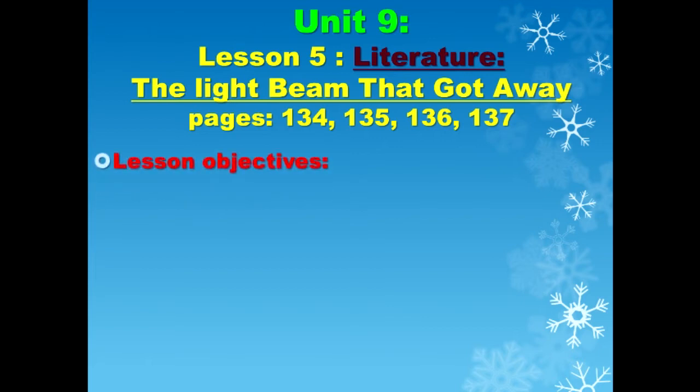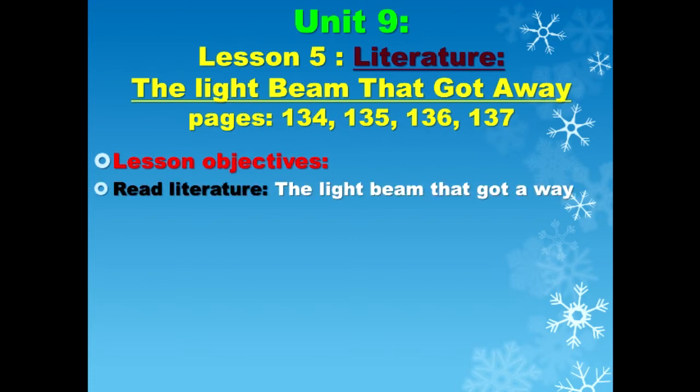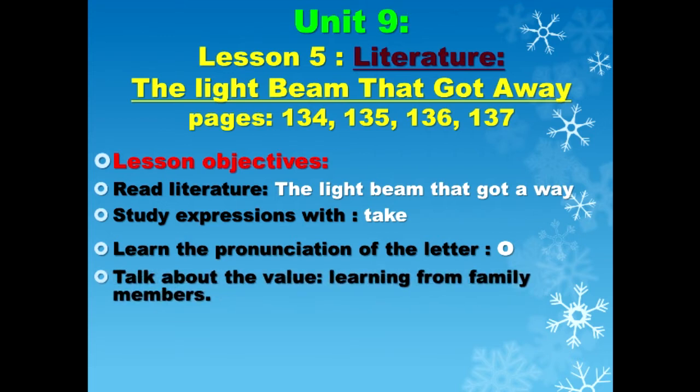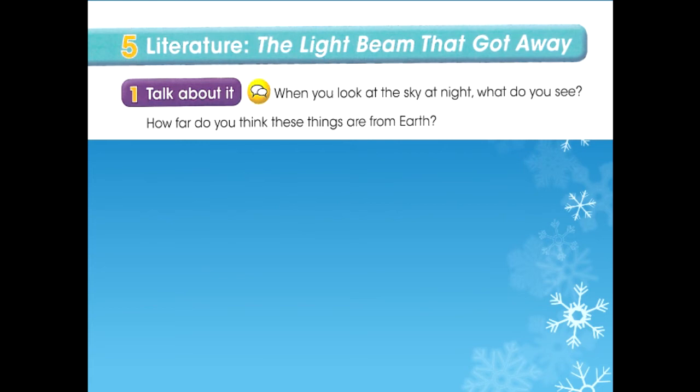Again, before we start, we need to know the lesson objectives for today. Firstly, we are going to read, as I mentioned, a piece of literature, the title The Light Beam That Got Away. Next, we are going to study expressions with the verb take. After that, we are going to learn the pronunciation of the letter O. Finally, we are going to talk about the value of learning from family members.